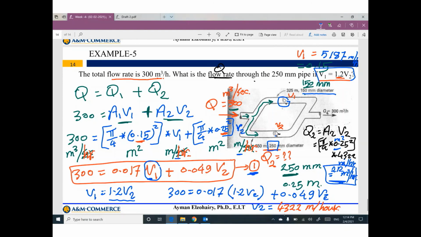Okay, so the discharge on this side will be 212 cubic meter per hour. I believe 100% that the discharge on this one will be 88 cubic meter per hour. Do you know why? Because if you add this discharge plus this discharge, which is 212, it must equal 300. So this one is 212, that means this one must be 88. So the total will be 300.